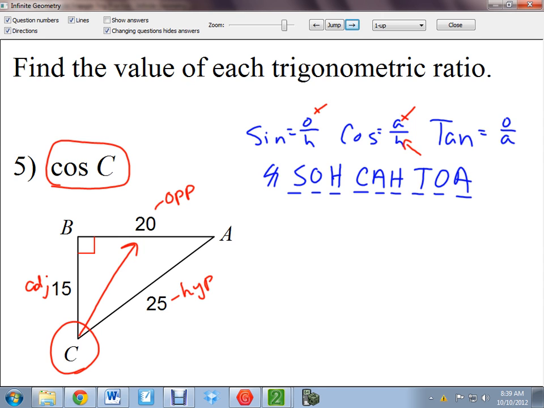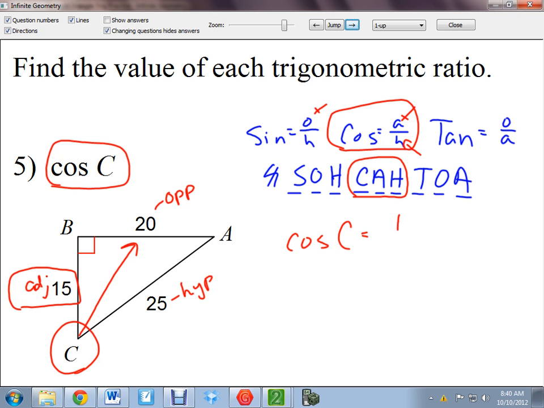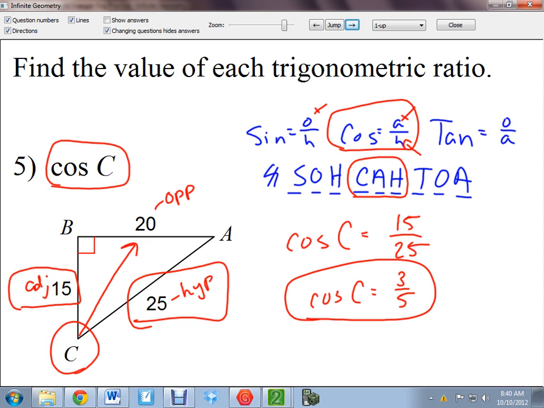Now, if I'm looking for cosine, that means I'm going to have to use the CAH, the caught another hippie part of the phrase. So I would say cosine of the angle C is equal to the adjacent side, which in this case is 15, over the hypotenuse, which in this case is 25. Now I can reduce that: 15 over 25 would reduce down to 3/5. And this would be my final answer for this type of problem.